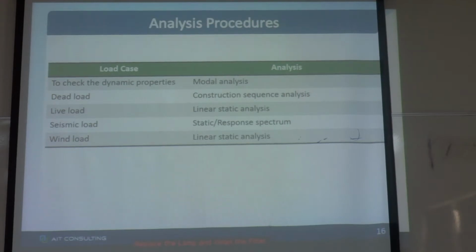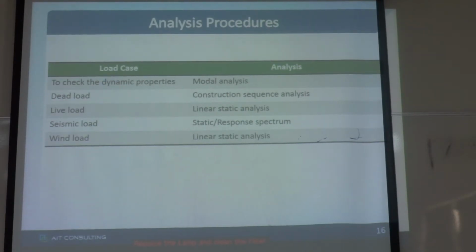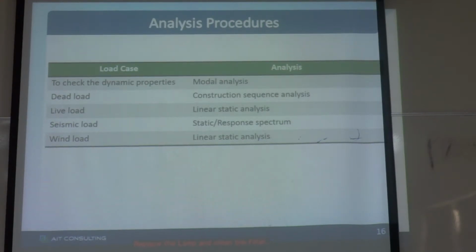These are the analysis procedures that we normally conduct for the code-based design of the building. After we model, we always check the modal analysis before we check other things. From modal analysis, you can check not only the lateral stiffness or natural periods of the building, you can also check if the model is correct or not.